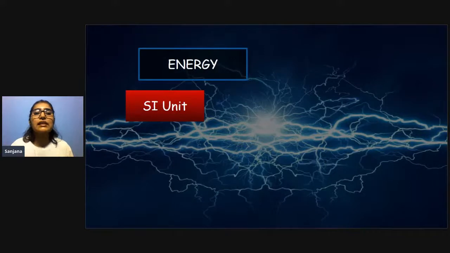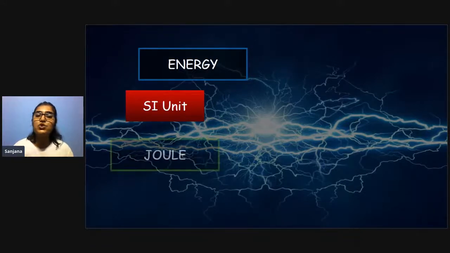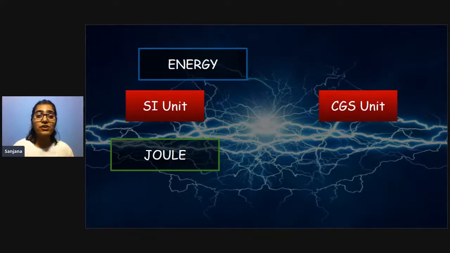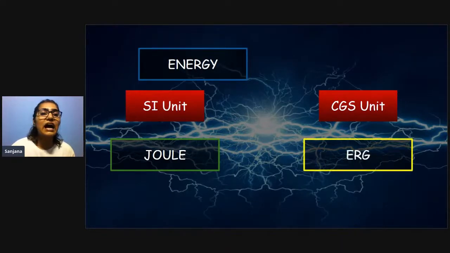Now, for people who were not there in the last live stream, I have already explained that the SI unit of work done is joule. In the same way, the SI unit of energy is also joule. The CGS unit of work done is erg. The same goes with energy. The CGS unit of energy is erg. This is something which comes in your exam, and if they ask what is the relation between the SI and the CGS unit of energy, remember once again the SI unit is joule and the CGS unit is erg.